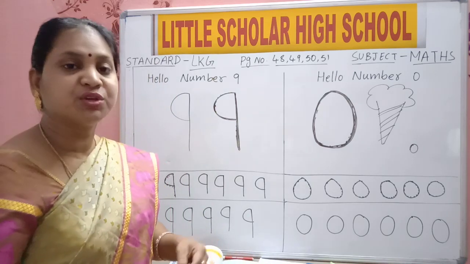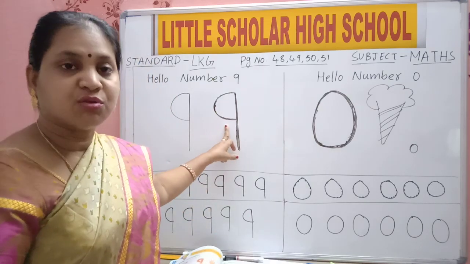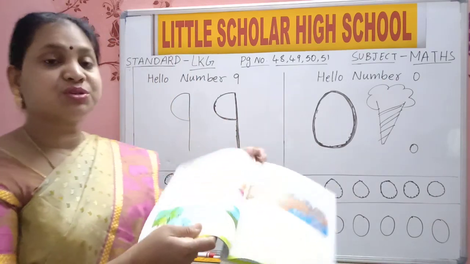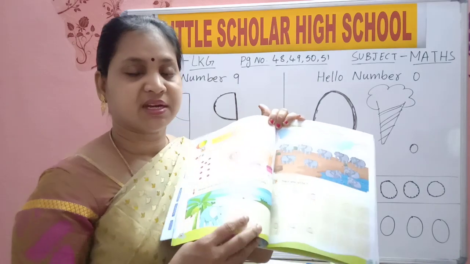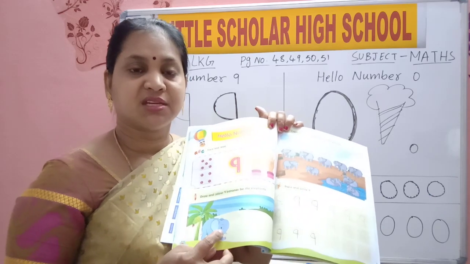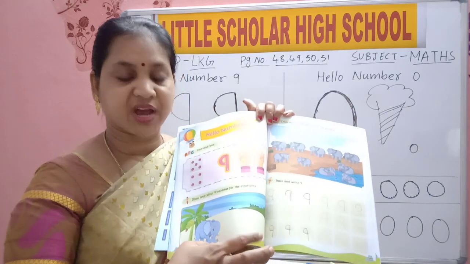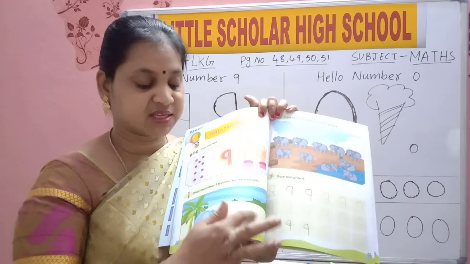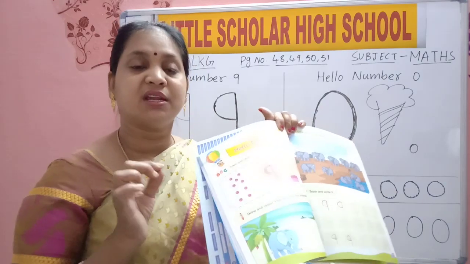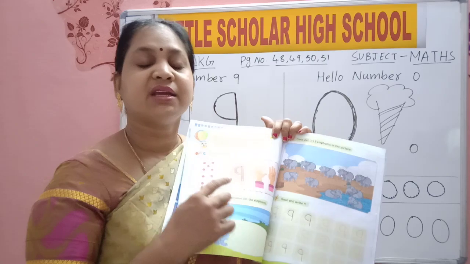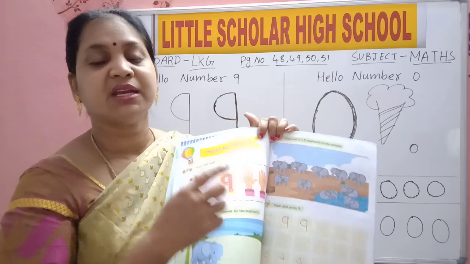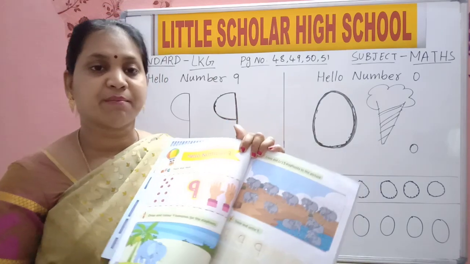In your rough notebook you will practice. So today we have learned how to write number 9 and 0. And what homework did I give you? You should draw 9 bananas. Don't write number 9. You should draw bananas. Elephant wants bananas to eat. So you will draw 1, 2, 3, 4, 5, 6, 7, 8, 9 bananas in the space given. Draw 9 bananas and color them, and practice number 9 and 0 in your books. Once again, you will trace number 9 and 0 and practice these two numbers.